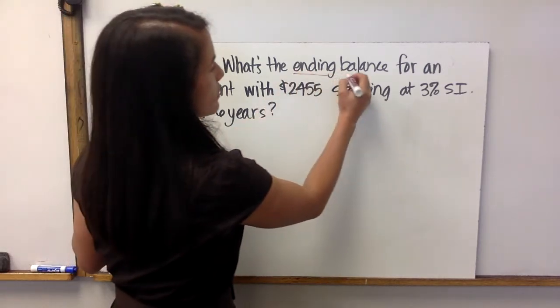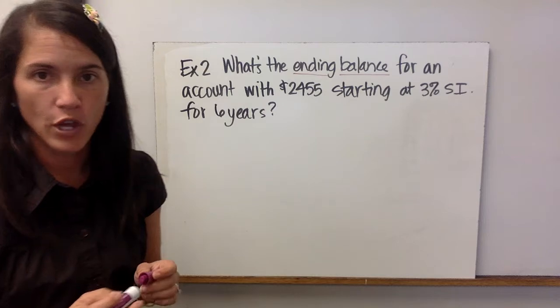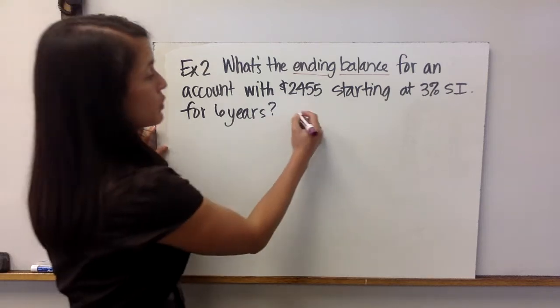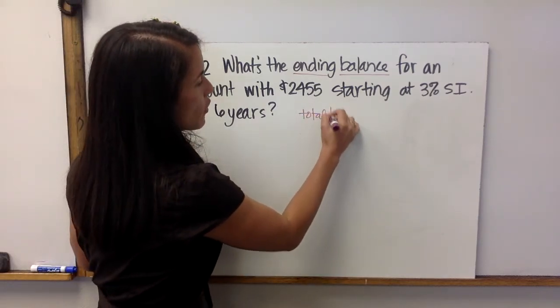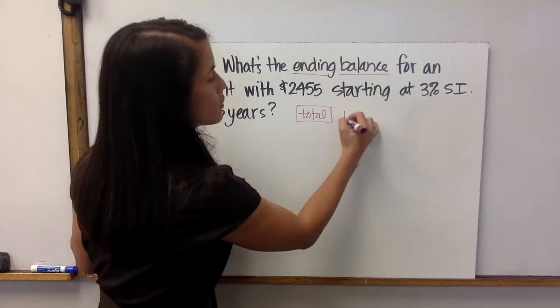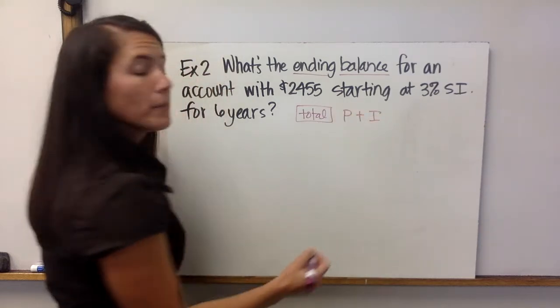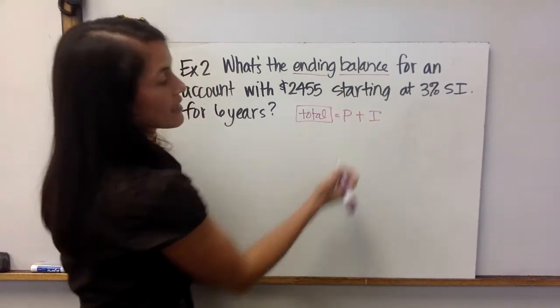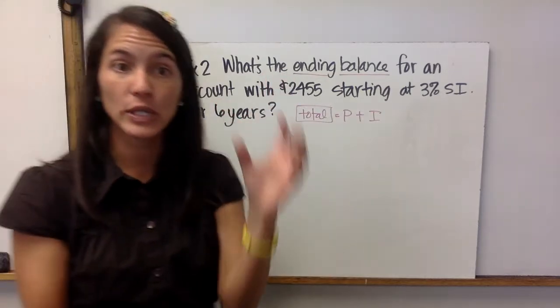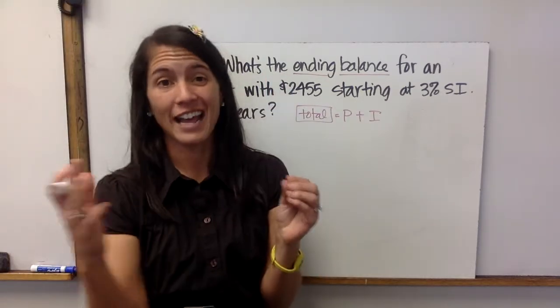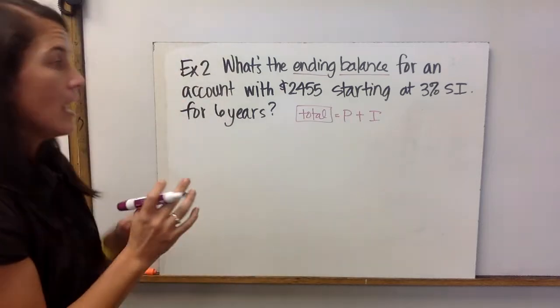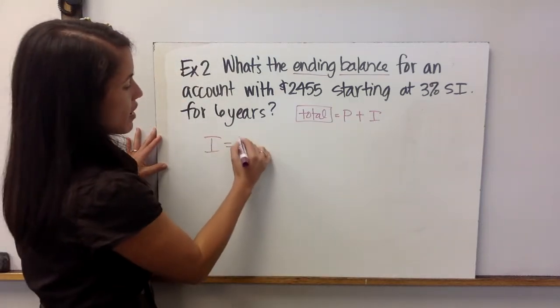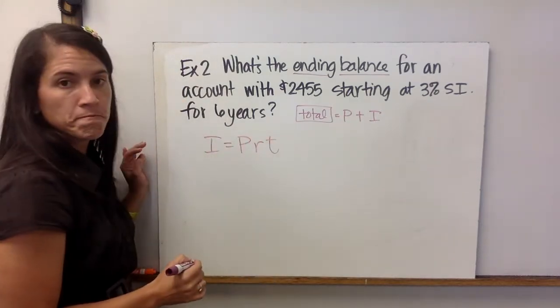Now, ending balance, underline ending balance in your notes, and an ending balance is your total. So we're looking for our total. To find the total, you have to add the principal plus the interest. That's to find the ending balance. You have to take the principal that you started with and then add the interest, and that's going to be your ending balance. We're going to start with our formula.